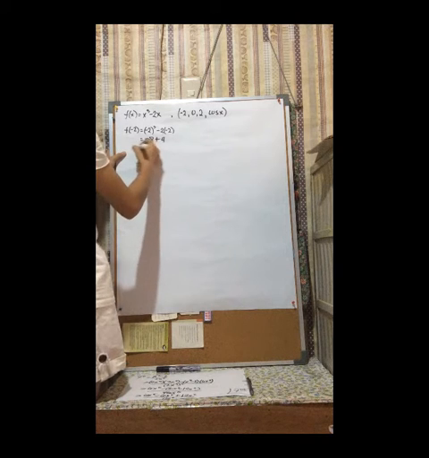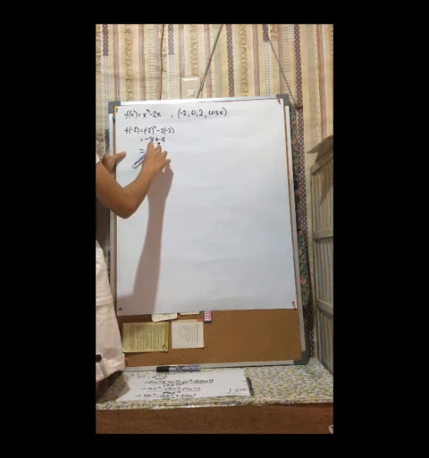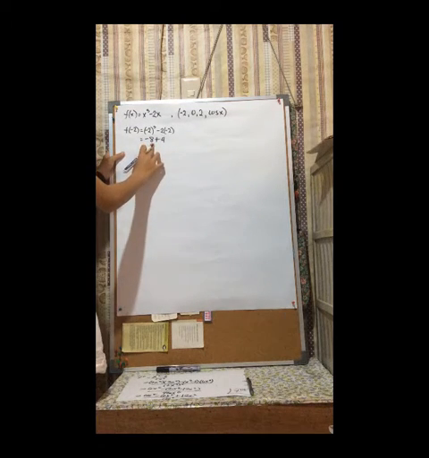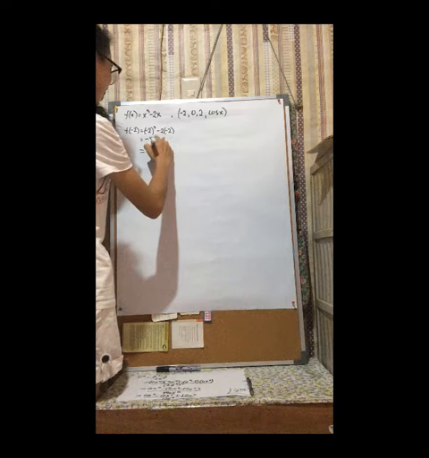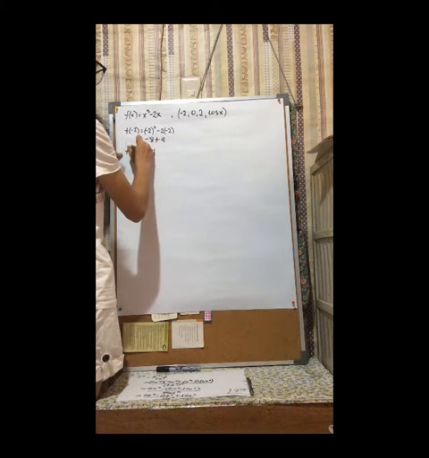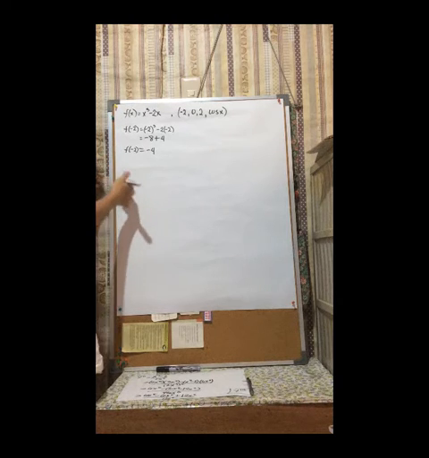So, simplify. Negative 8 plus 4: we are going to subtract and copy the sign of the bigger number, so negative 4. That's our f of negative 2.